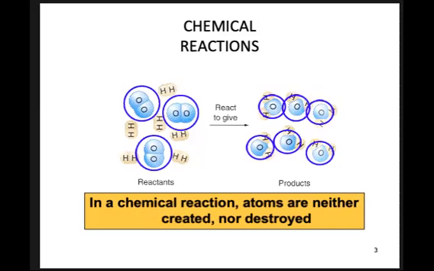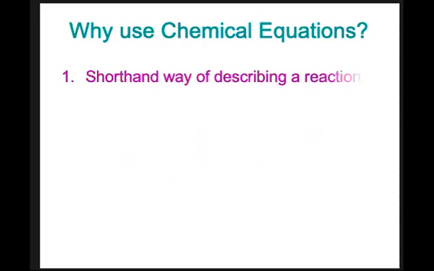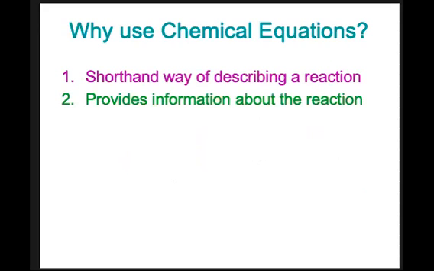So why use chemical equations? Why do chemists use this? Number one, this is a shorthand way of describing a reaction. It would be tedious on the part of a chemist to write it in words. Next, it provides information about the reaction.